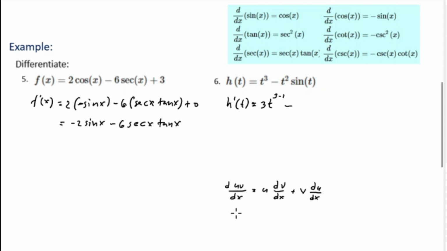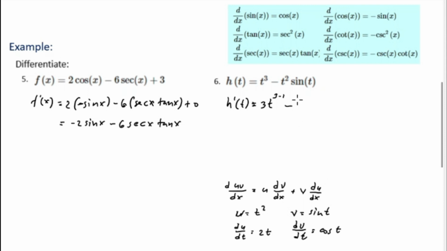And we identify what is u. u is equal to t squared, and the derivative du over dt is equal to 2t. While v is sine t, and the derivative of sine t, or dv over dt, based on the function sine t, is cosine t. So that's what is given to the formula for product rule.